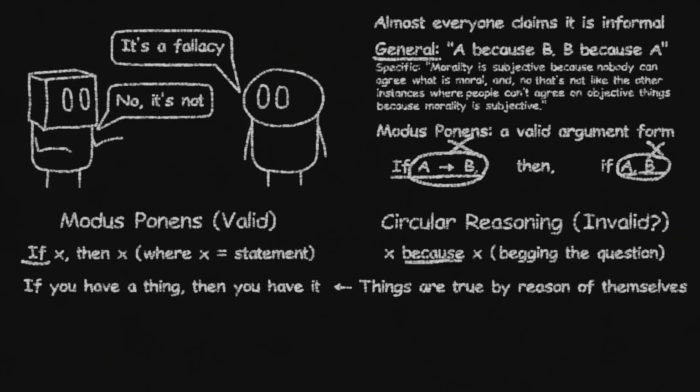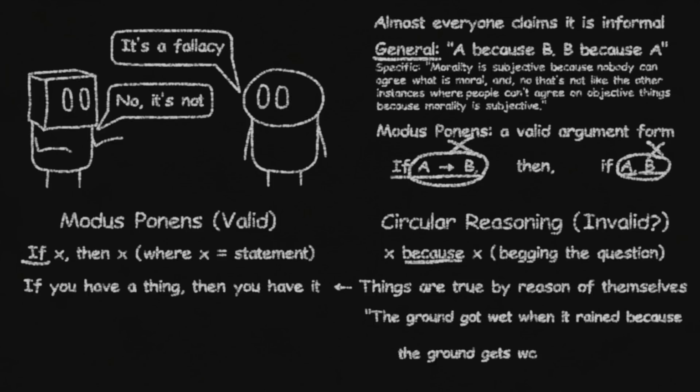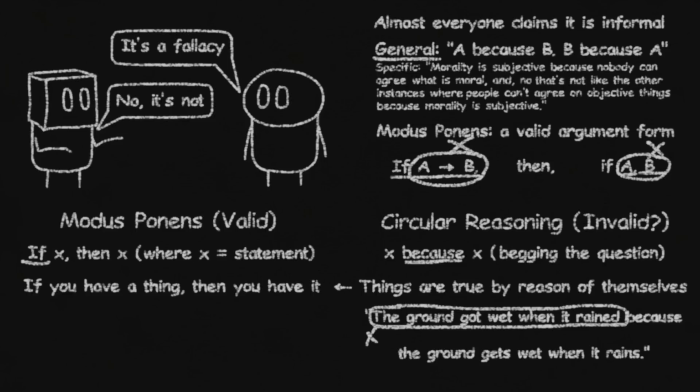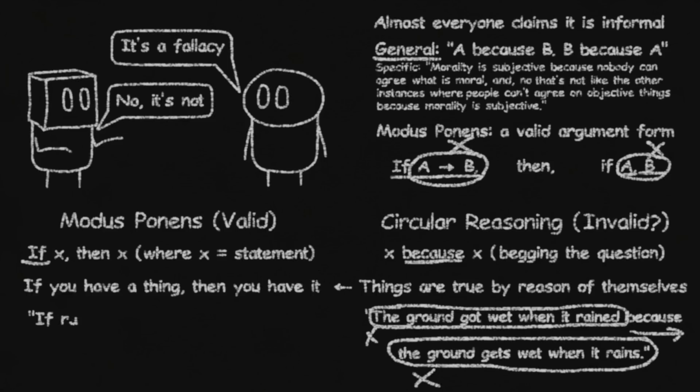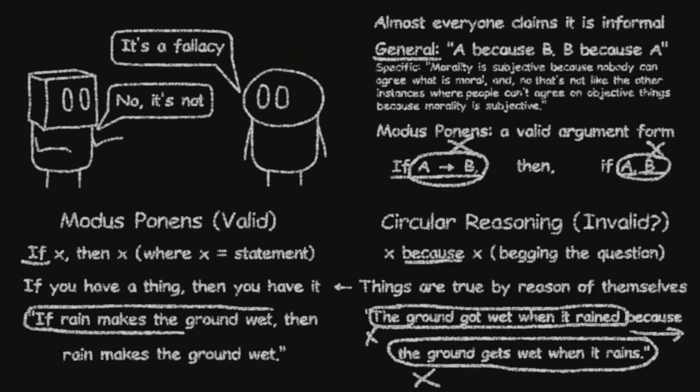Likewise, we can defend circular reasoning using modus ponens. Abstracting the sentence, "the ground got wet when it rained because the ground gets wet when it rains," reveals that the structure is circular. But despite that, if rain makes the ground wet, then rain does make the ground wet. The premise is sufficient to reason out the conclusion, at least from a structural perspective, because as we'll get to, the claim is that circular reasoning is an informal fallacy.